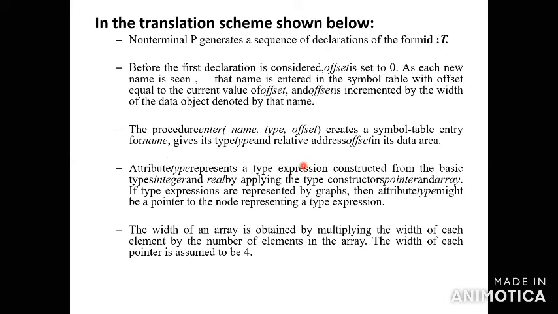One is the syntax tree, that is the abstract syntax tree. The second one is postfix notation. The third one is three address code. Three address code means two for operand and one for operator. Then, what are the types of three address code statements or expressions?